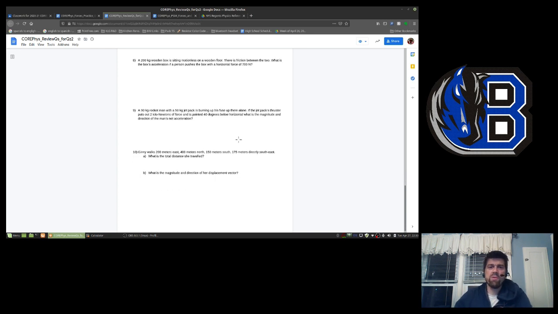A 200 kilogram wooden box is sitting motionless on a wooden floor. There is friction between the two. What is the box's acceleration if a person pushes with a horizontal force of 700 newtons? Well, if I want to know acceleration and I'm given information about forces, I am probably setting up Newton's second law. If I did a quick free body diagram for the box, it's on Earth, and Earth will pull on it. I don't see boxes accelerating into the ground very often. Perhaps, I'm applying a force, and friction's gonna combat that force.